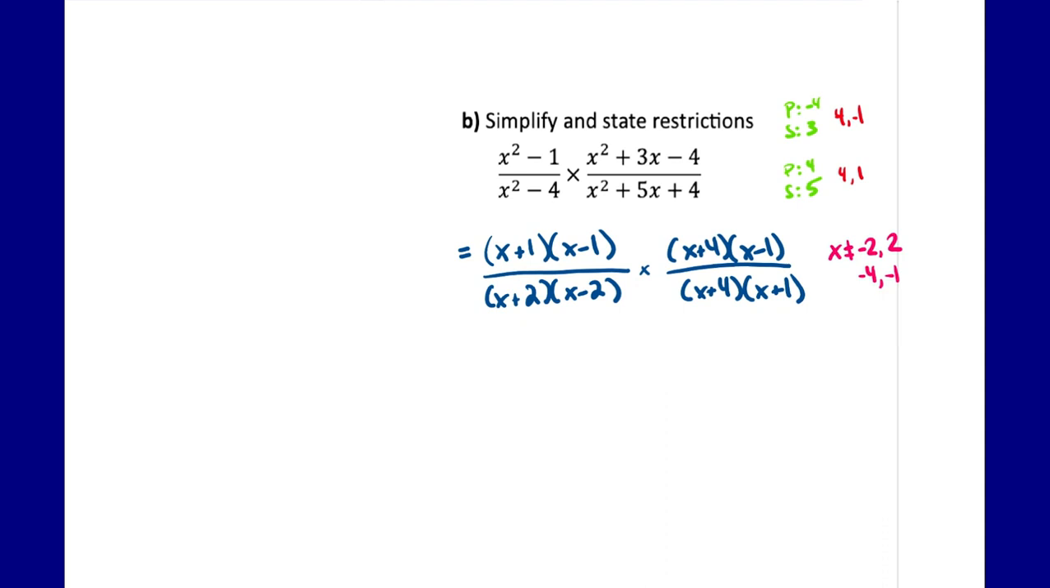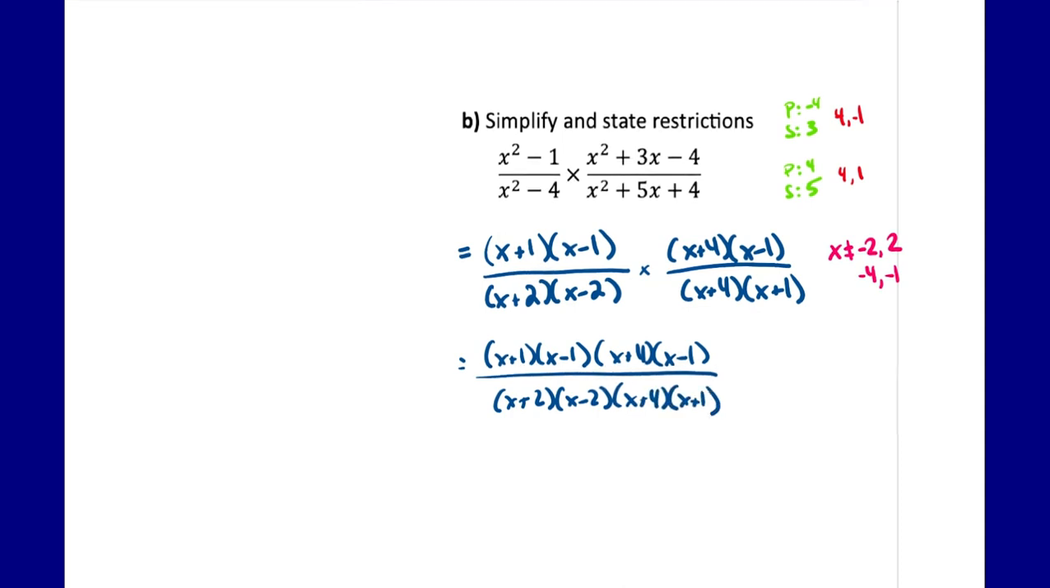Now I can go through and start to cancel things out, right? I could multiply everything together and write this all out in a long list, for example, x plus 1, x minus 1, x plus 4, x minus 1, all divided by x plus 2, x minus 2 times x plus 4 times x plus 1. I could do something like that and then look to cancel out. Or because when I'm multiplying I'm just multiplying the numerators and the denominators, I can go through and simplify, canceling out terms on the bottom and terms on the top. So I have an x plus 4 and an x plus 4 I can cancel out. I have an x plus 1 and an x plus 1 I can cancel out.